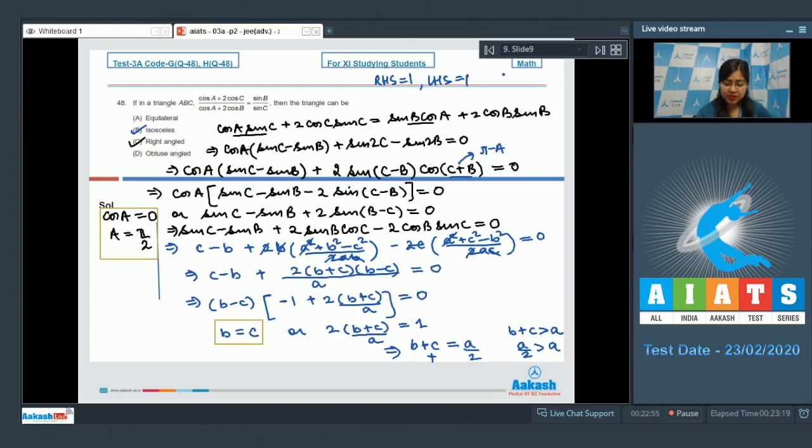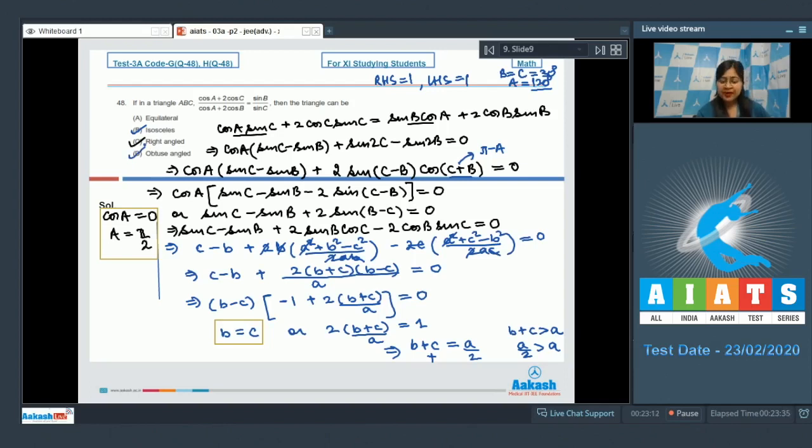Let's suppose in any case we take angle B equal to angle C equal to 30 degrees. Then we will get A equal to 180 minus 60, that is 120. That is greater than 90. So the triangle is obtuse. So this is a correct option.